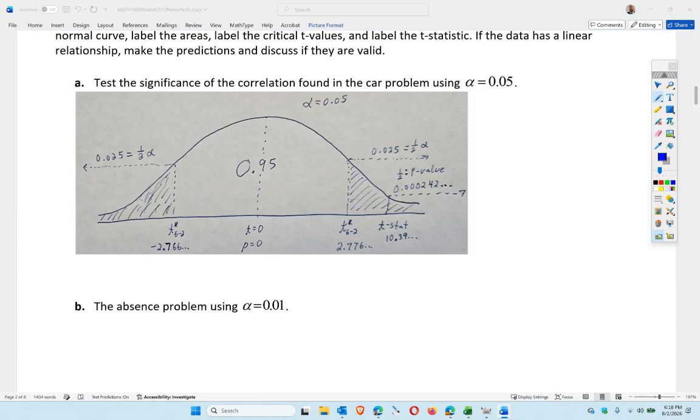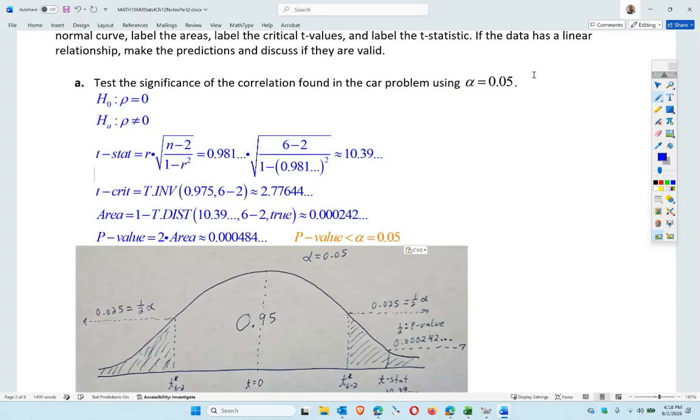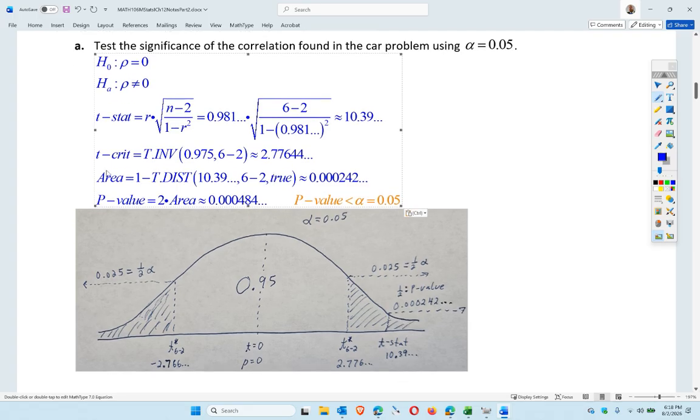Okay, so what it works out to be in the end is this. It's a two-tailed test because we're not going to bother left and right. I calculate t-stat, I calculate t-crit, I put them on my picture. I have to double it to get the actual p-value because this is only half, because it's always two-tailed for the ones we're going to do. So therefore this p-value of 0.00048 is less than alpha, right?